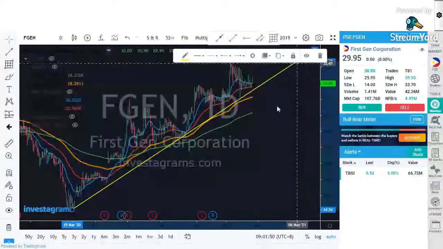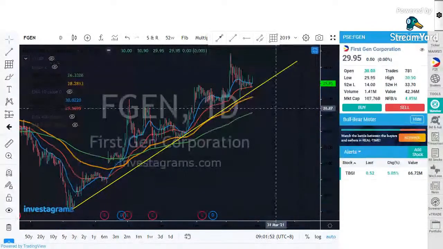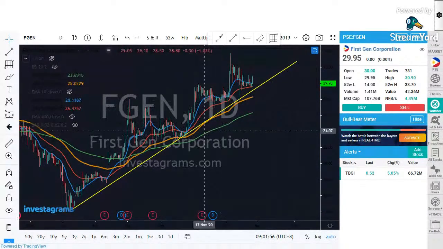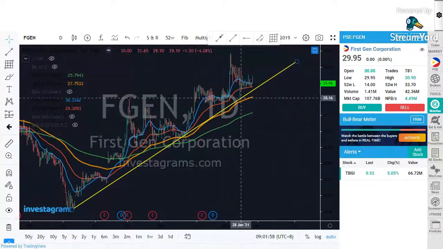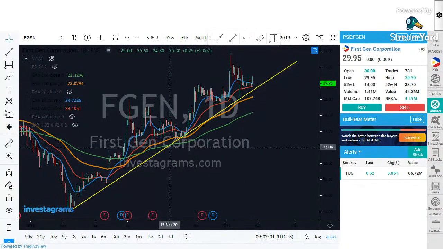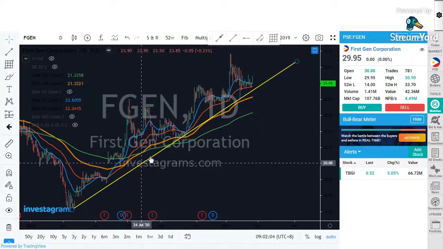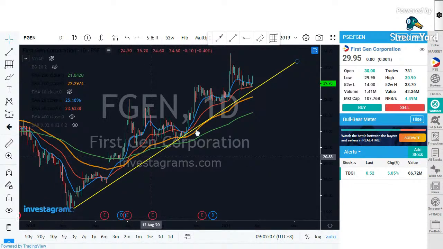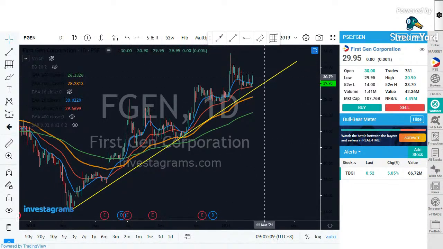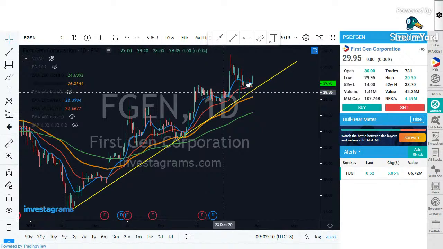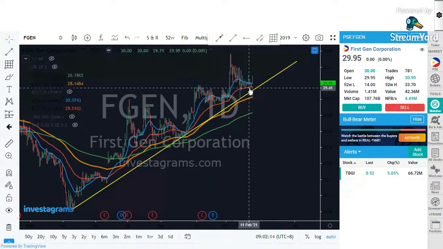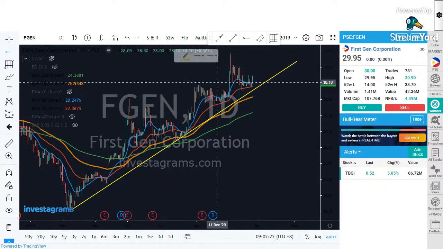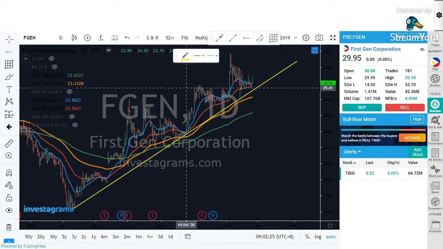Also this one, we can adjust this line here. Okay. Now this area is the support, and here there is also a bounce. So this line now is the support line of FG. For the horizontal support, here there is a bounce in this area, and the price is still holding in this area. So this area here is horizontal support.